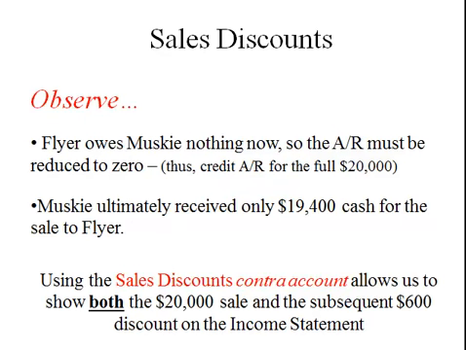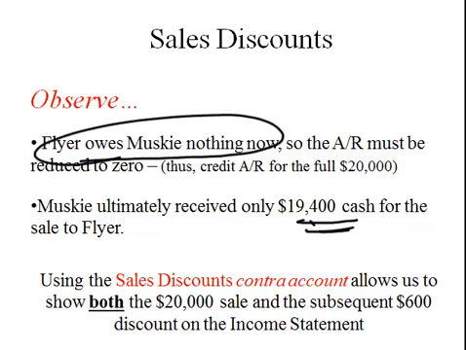Observe, after making payment of $19,400 in cash, the customer owes us nothing now, so we must reduce the account receivable balance to zero, and thus the credit to account receivable for the full $20,000 that was recorded at the time of sale. Using the sales discount account allows us to show both the $20,000 sale and the subsequent $600 discount on the income statement.